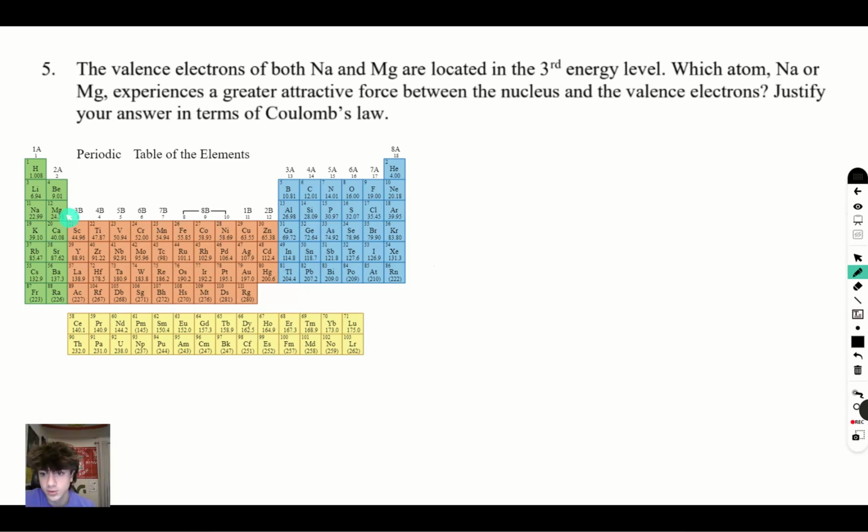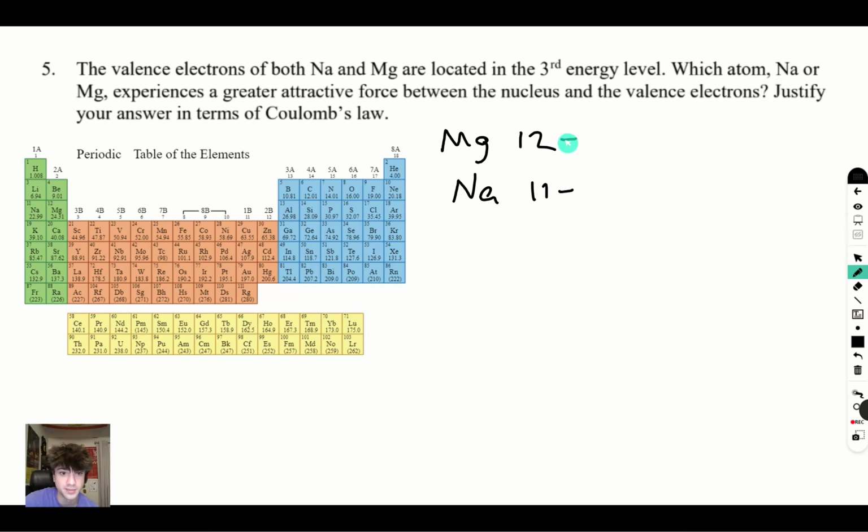That's going to be Mg because Mg has the atomic number 12 while Na has an atomic number of 11, meaning that Mg has 12 protons and Na has 11 protons. And the way you would write this is, if you want to write the effective nuclear charge, it's going to be the positive charge, which is given by the amount of protons, which for Mg would be 12, and for Na would be 11.